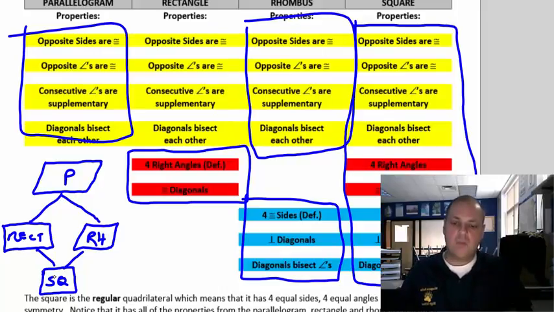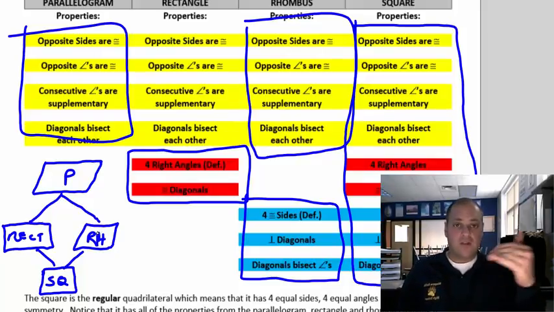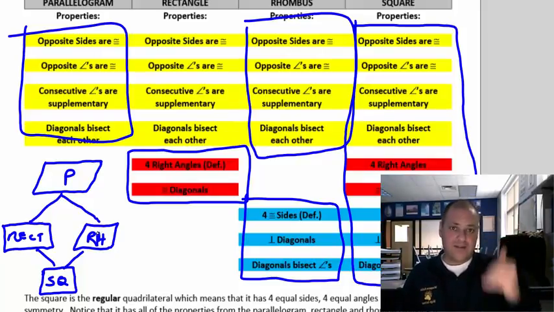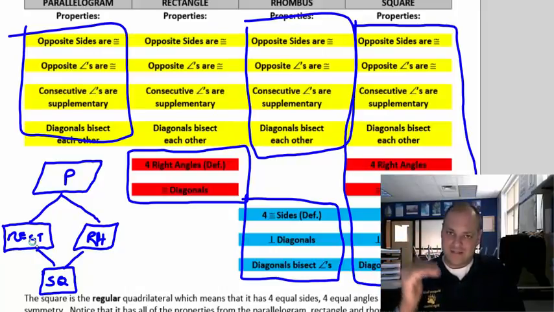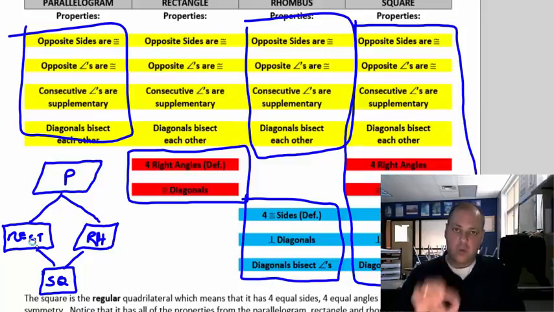All right, so keep that in mind, because they might ask you questions like, which of the following is true? A rectangle is a square, or a square is a rectangle? Well, a square is a rectangle. A rectangle is not a square. A rectangle could be a square, but it's not necessarily a square. A square is a type of a rectangle.